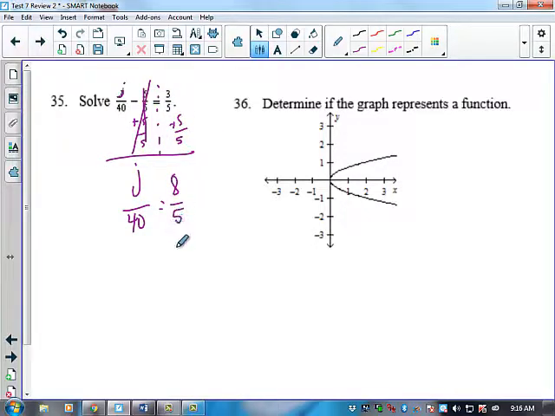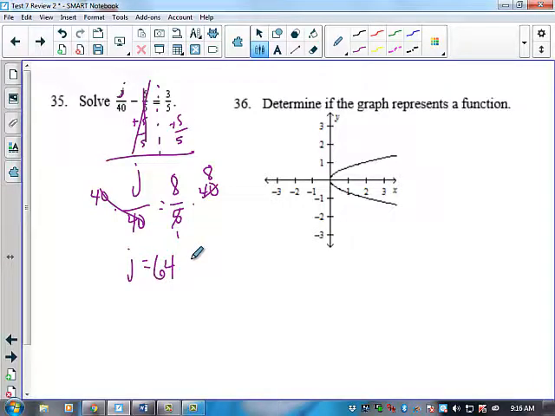The denominator doesn't change. J is being divided by 40, so I'm going to multiply by 40 on both sides. So j is equal to, 5 goes into 5 once and into 40 8 times. J is equal to 64.